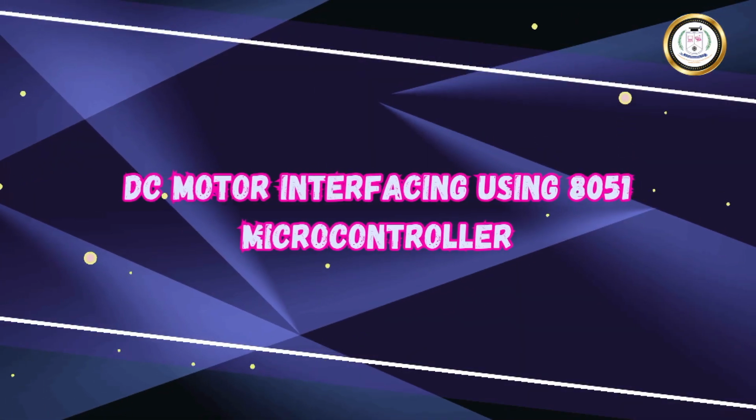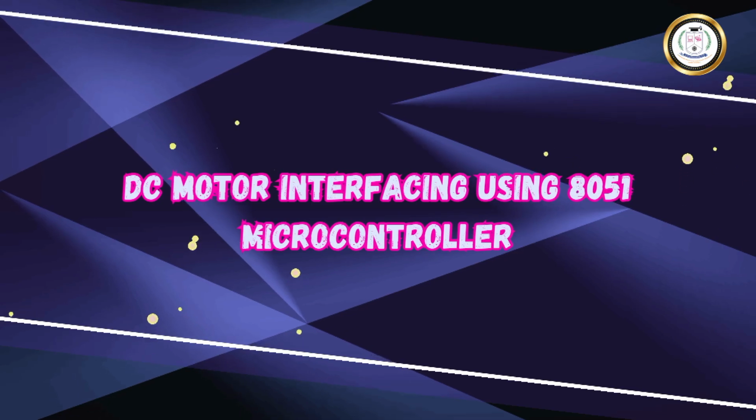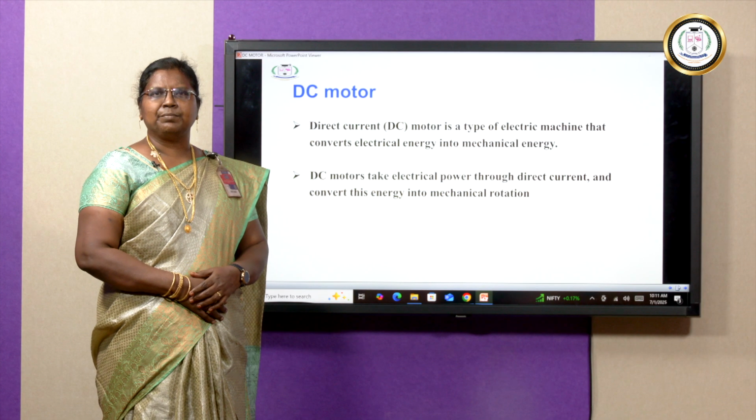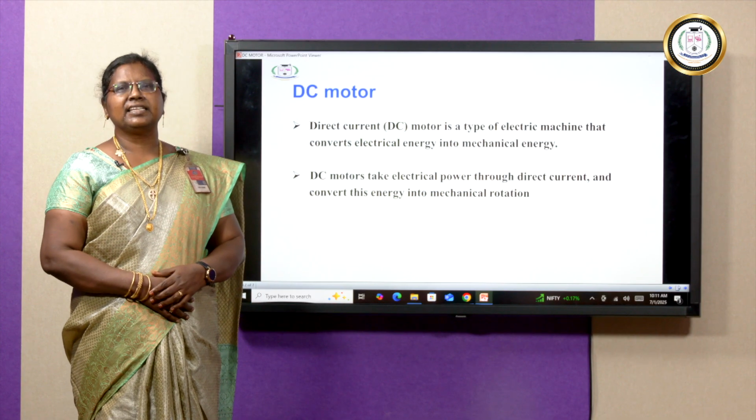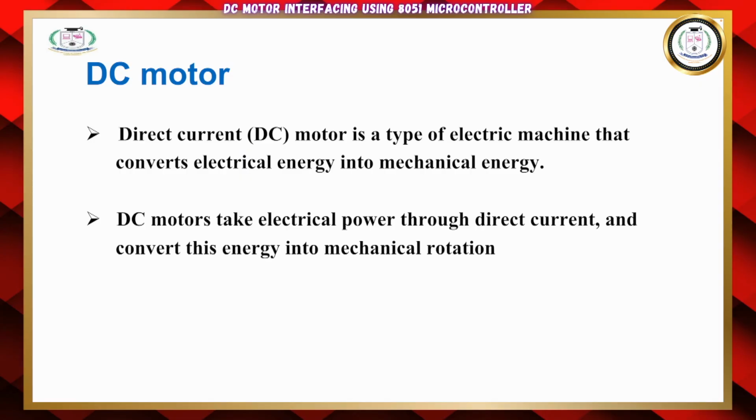In this video lecture, we are going to discuss how to control the speed of the motor with the help of 8051 microcontroller. First of all, we know what a DC motor is. A DC motor is a direct current motor, a type of electrical machine which converts electrical energy into mechanical energy. DC motors take electrical power through direct current and convert this energy into mechanical rotation.